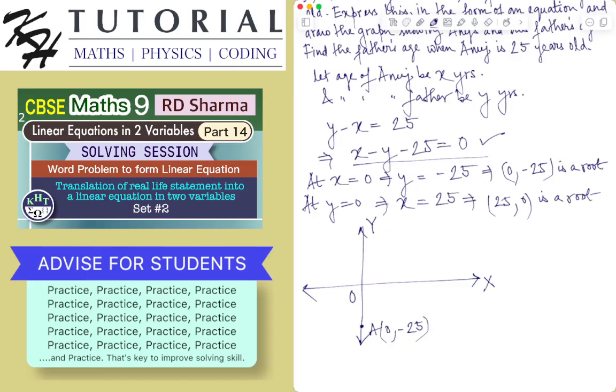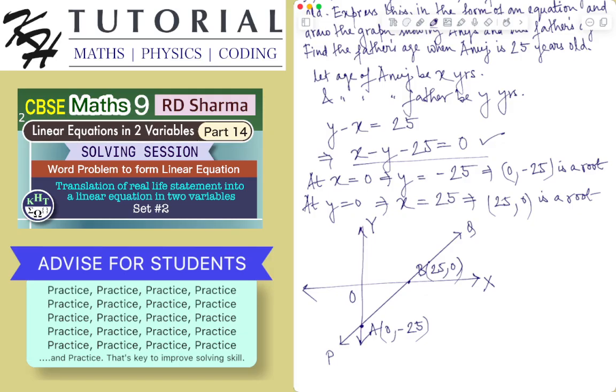And the point whose coordinate is 25 comma 0 will lie on the x-axis, which will be somewhere here, 25 comma 0. So we have plotted 2 points that will lie on the graph. So the graph will be, we just join the points A and B. So this is, let's say, the line PQ, the graph of the equation x minus y minus 25 is equal to 0. Okay, so we have drawn the graph.